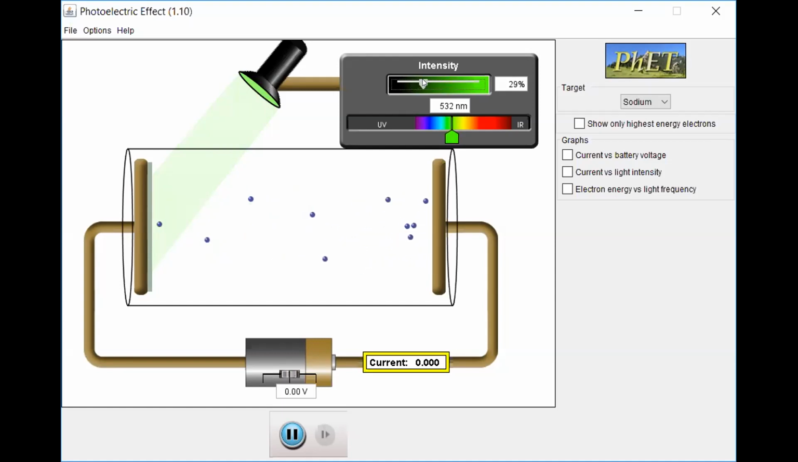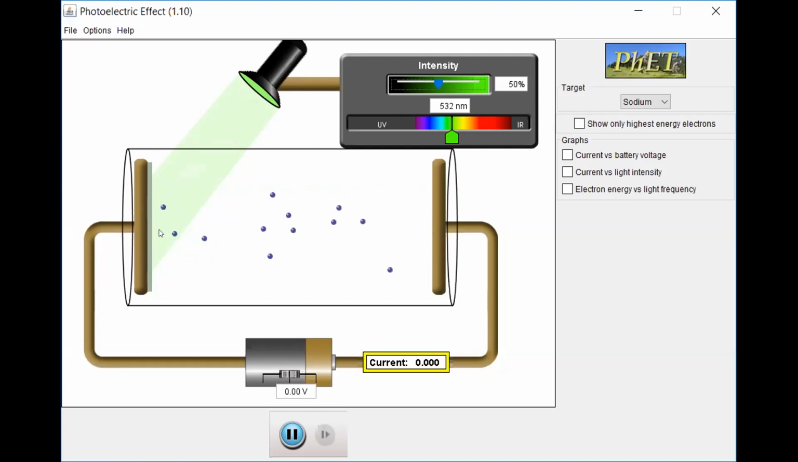But you'll also notice something about the speed of the particle. So I'm going to set our intensity to about 50% now. And I just want us to think about the speed of these particles and how it relates. Remember, these electrons are being ejected because light hits the surface, gives those electrons energy, and some of those electrons will have enough energy to escape.